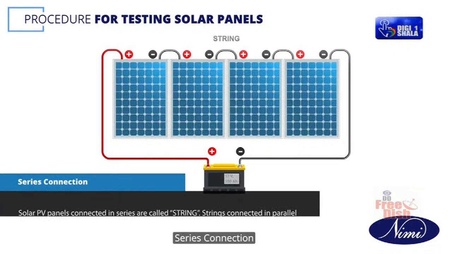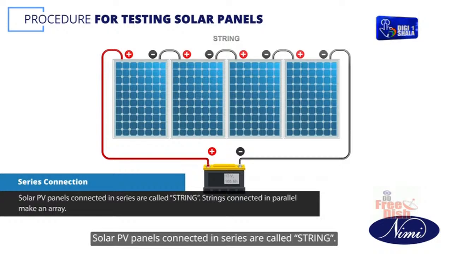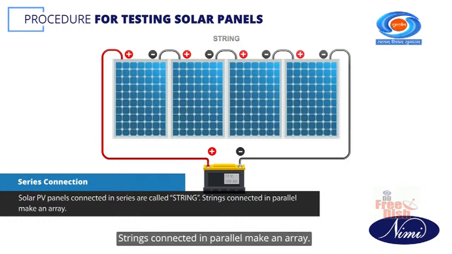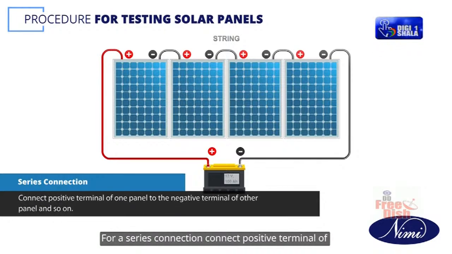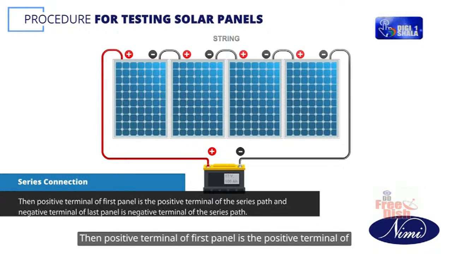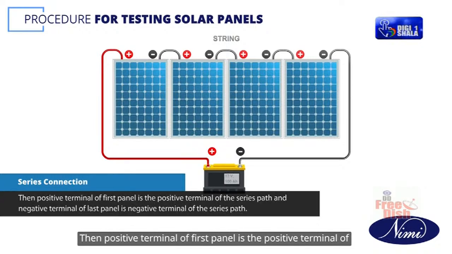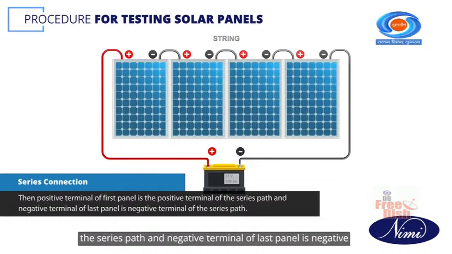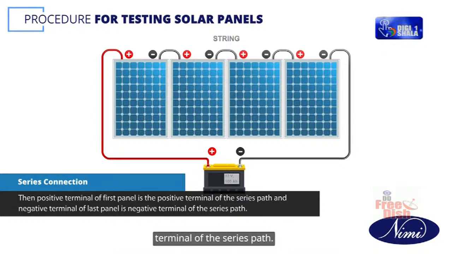Series connection. Solar PV panels connected in series are called a string. Strings connected in parallel make an array. For a series connection, connect the positive terminal of one panel to the negative terminal of the other panel and so on. Then the positive terminal of the first panel is the positive terminal of the series path, and the negative terminal of the last panel is the negative terminal of the series path.